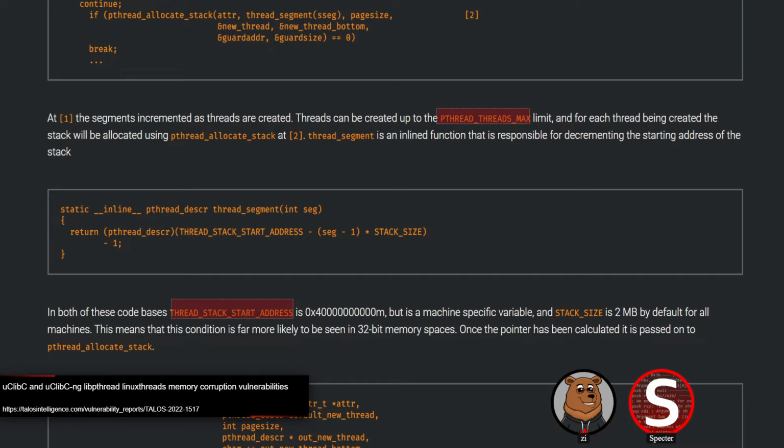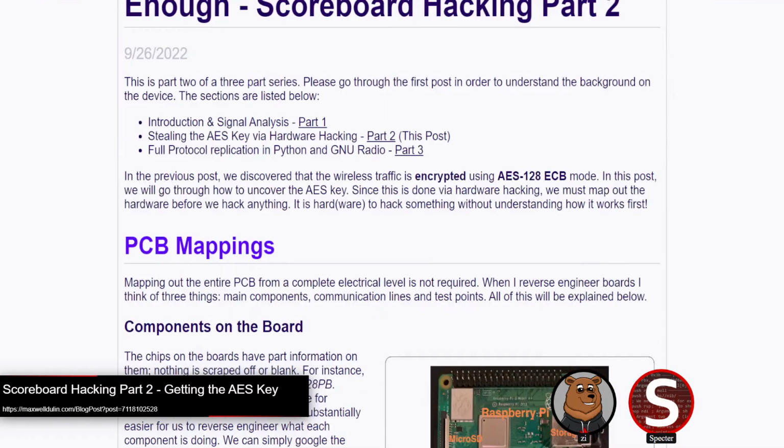All right, so we'll get into our next post here, which is a post by Maxwell Dulin on getting an AES key and hacking a scoreboard. So this is a 3-part blog series. This is part 2, though part 3 is out now. I think it got put out yesterday.